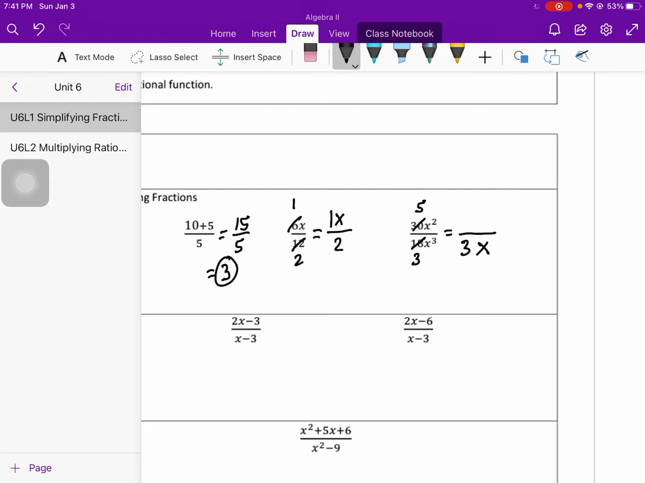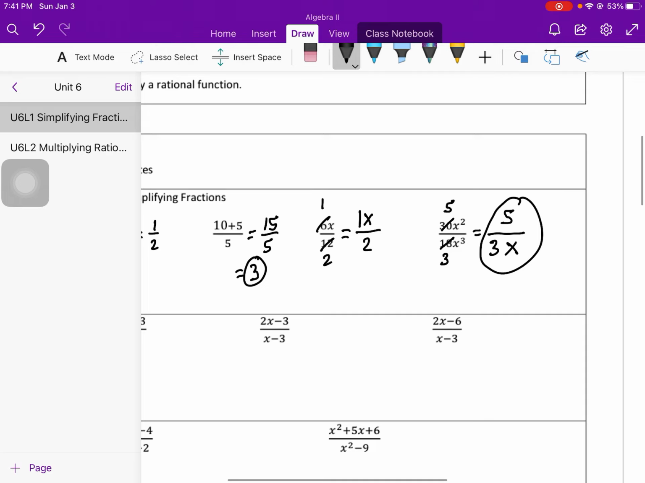Now, I'm just being picky, so I'm putting this here. You don't have to worry about that. So 5 over 3x is the most simplified version of that.